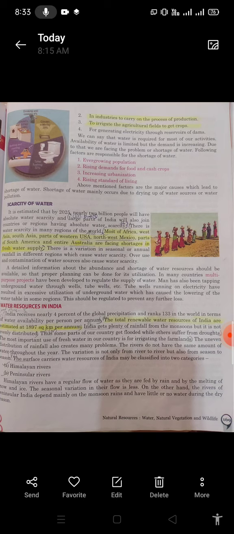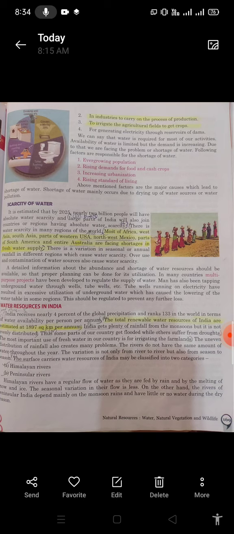Now, our water resources are under pressure due to some factors. Which are those factors? First is the ever-growing population. Second, rising demands for food and cash crops. Third, increasing urbanization. Fourth, rising standard of living, etc.